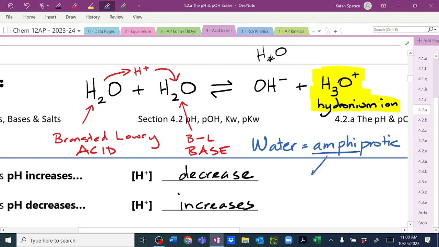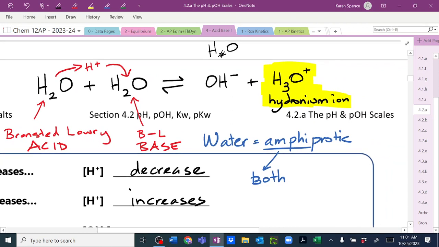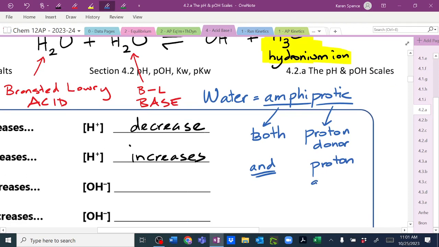So amphi means both. I tried to make a small b and it became a big B. I don't know what I'm doing there, but that's okay. Water is amphiprotic. It's both a proton donor and a proton acceptor.